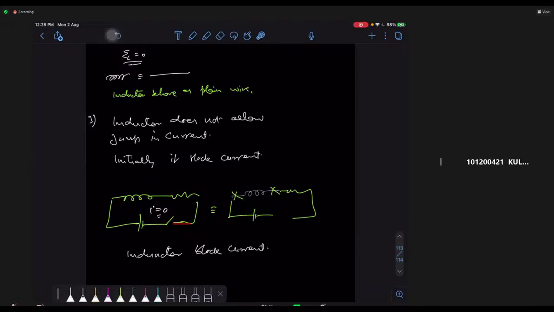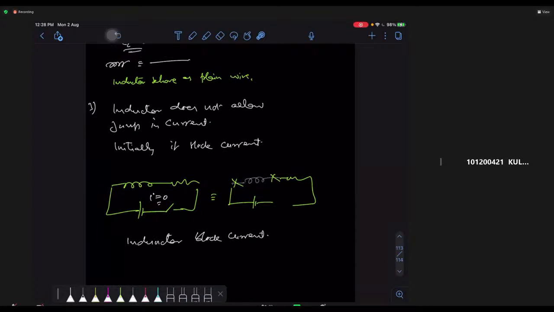But it will not remain zero forever. Just after the switch closes, your current is going to be zero. In the RC circuit, if you remember, in all the circuits we have discussed previously, we could suddenly change the current. But an inductor doesn't allow the current to be changed suddenly.